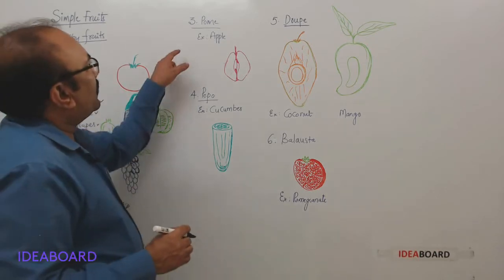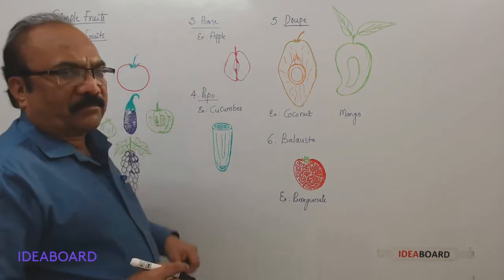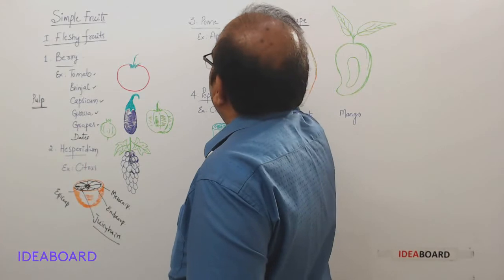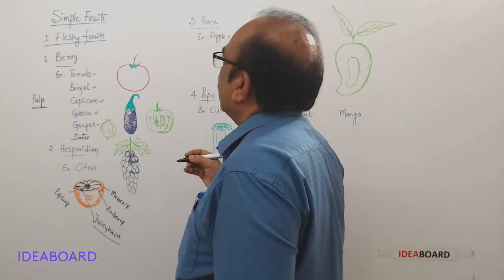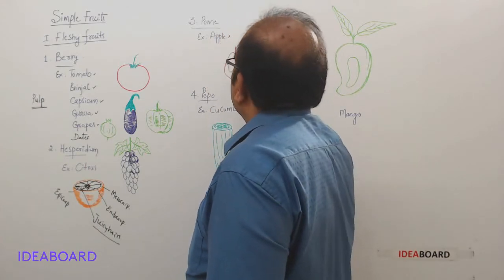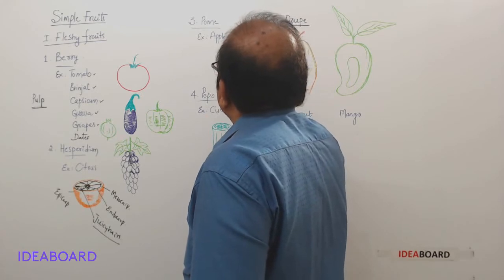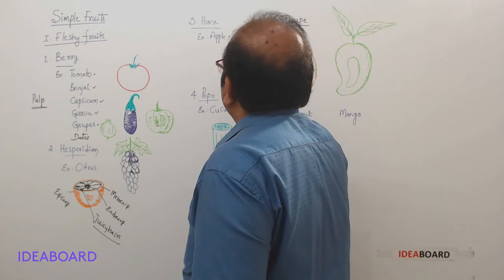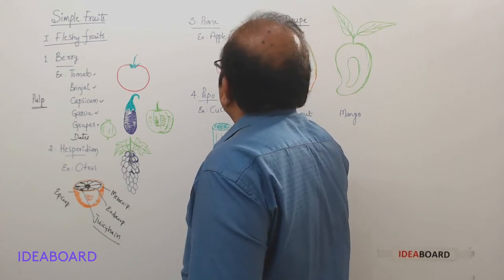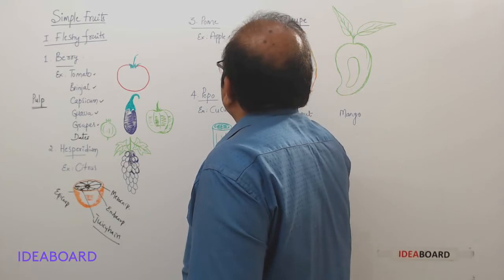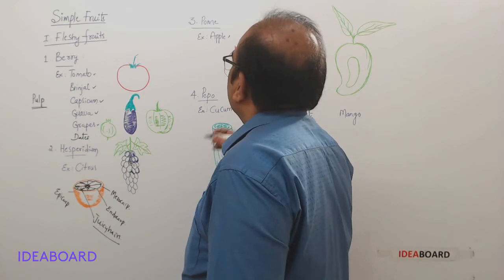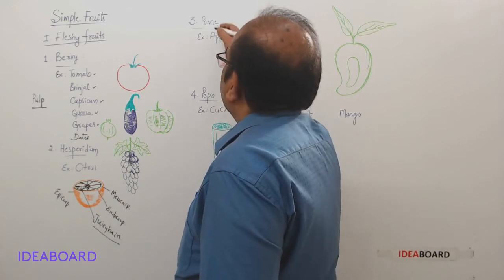Now let us come to the third one, pome. The pome example is apple. Here I am not talking about the pseudocarp. I am talking about this one, which is the pome, the true fruit. What about the part we actually eat in the apple? That is the pseudocarp, developed from the thalamus.